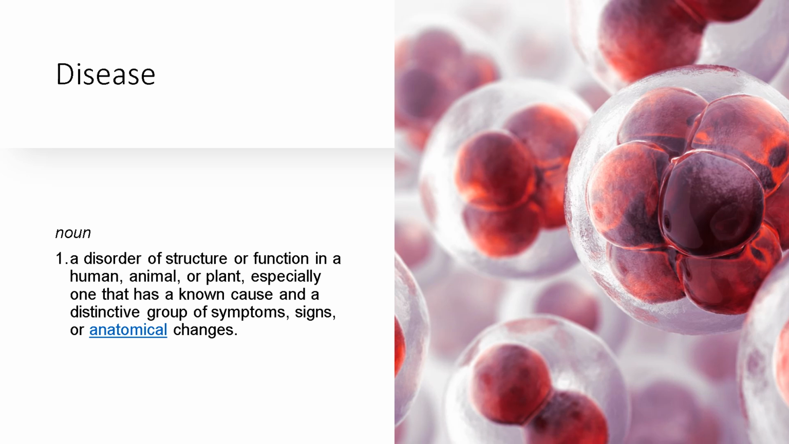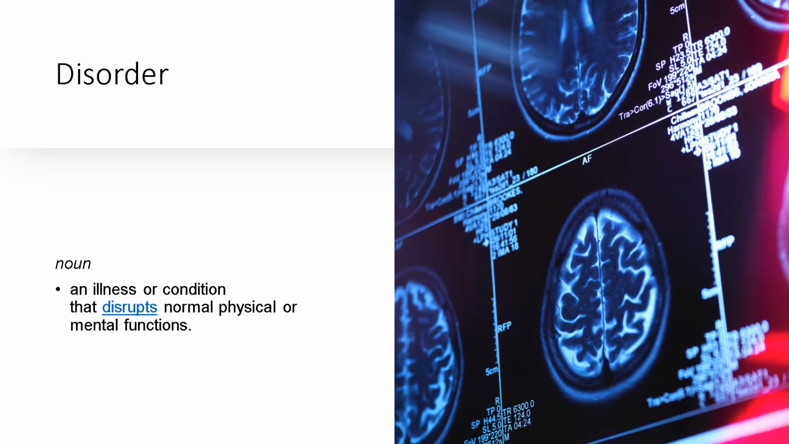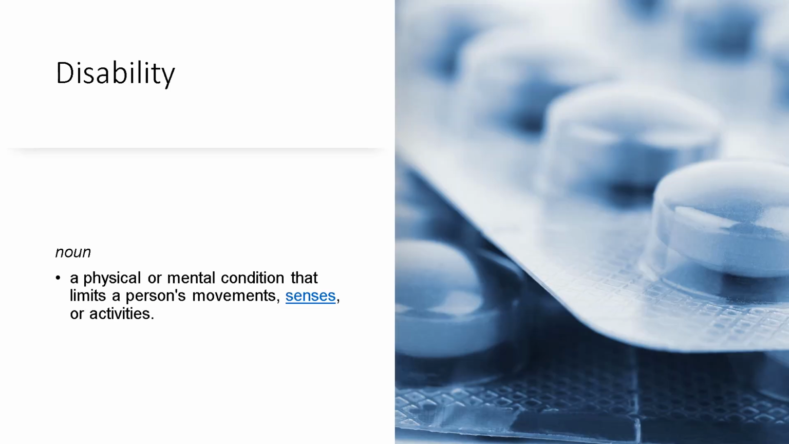We're going to categorise these following health conditions into either a disease, a disorder, or a disability. The definition of disease is a disorder of structure or function in a human, animal, or plant, especially one that has a known cause and a distinctive group of symptoms, signs, or anatomical changes. A disorder is an illness or condition that disrupts normal physical or mental functions. A disability is a physical or mental condition that limits a person's movements, senses, or activities.